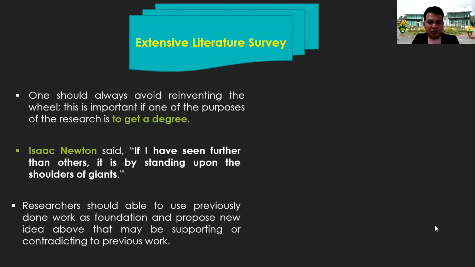So the researchers should be able to use previously done work as a foundation and propose new ideas above that, which may be supporting or contradicting the previous work, right? What does it mean? Like I have mentioned, you are doing a coconut study. You follow the same method, the same process and strategies, but you are using a different variety, the Philippine or local variety. You can adapt the method, and then you can contradict. You can discuss the difference between your result and the result done in America. You can do that as long as you cite the person or the methods.